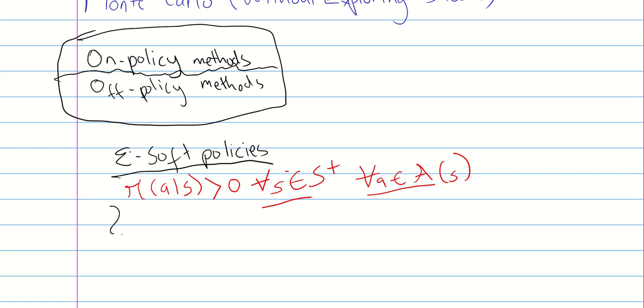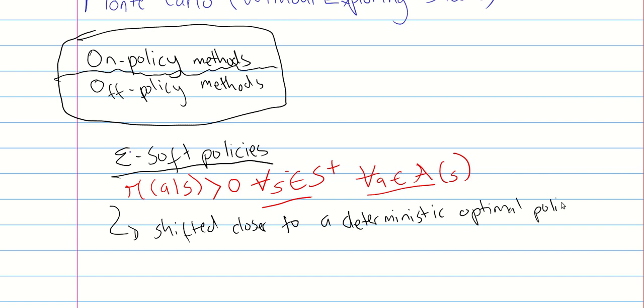But then we're going to say this is shifted closer to a deterministic optimal policy. So what exactly does that mean? That in the beginning, right? This is an important concept in reinforcement learning that is known as exploration versus exploitation, right?